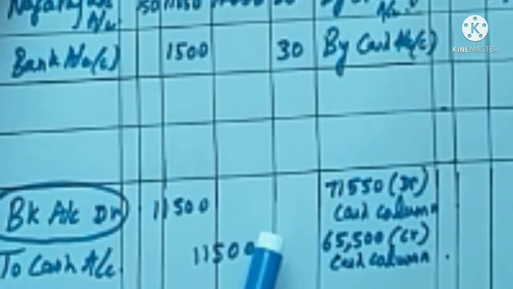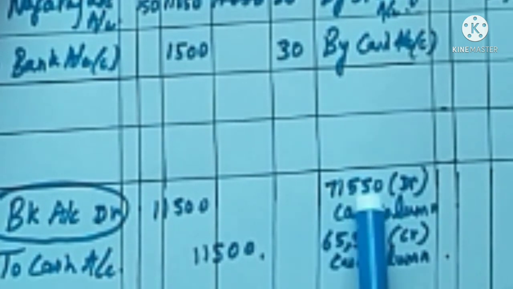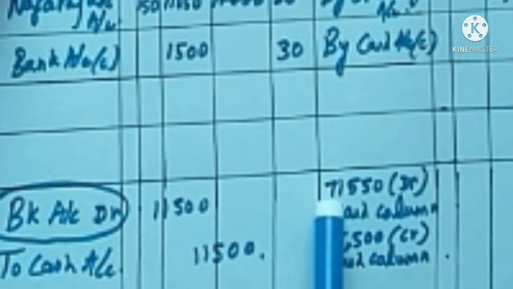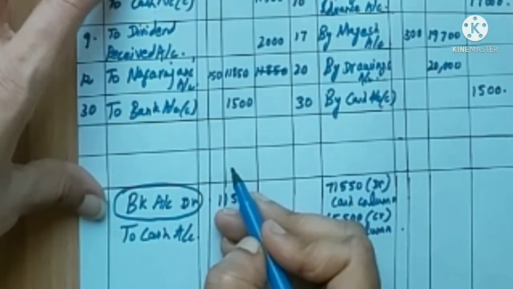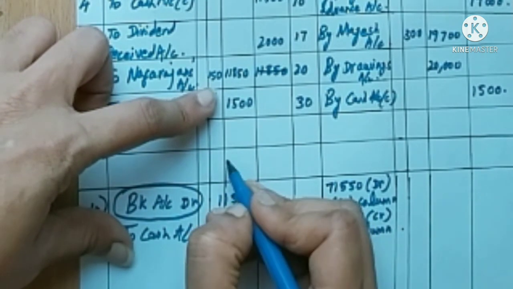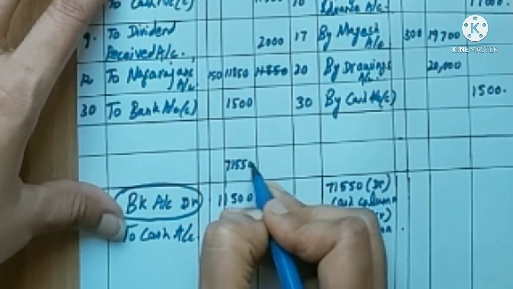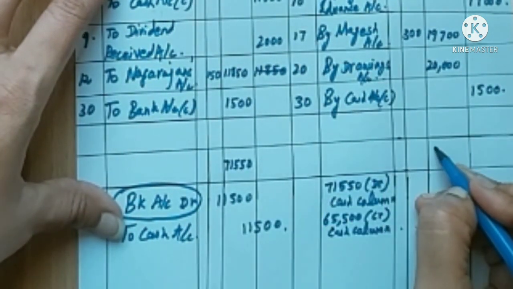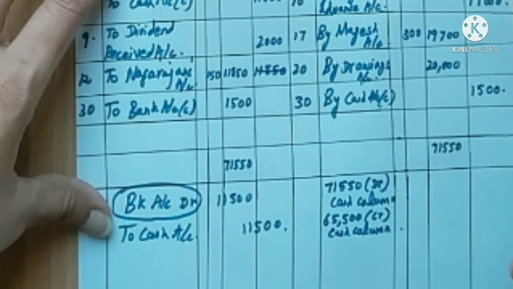So when we total the cash column in the cash book, I get 71,550 and 65,500. Which is the higher total? 71,550 is the higher total. So I am going to write this higher total on the debit side and credit side of the cash book. This is the debit side, cash column, higher total 71,550. Again, I am going to write this amount in the cash column on the credit side, 71,550.